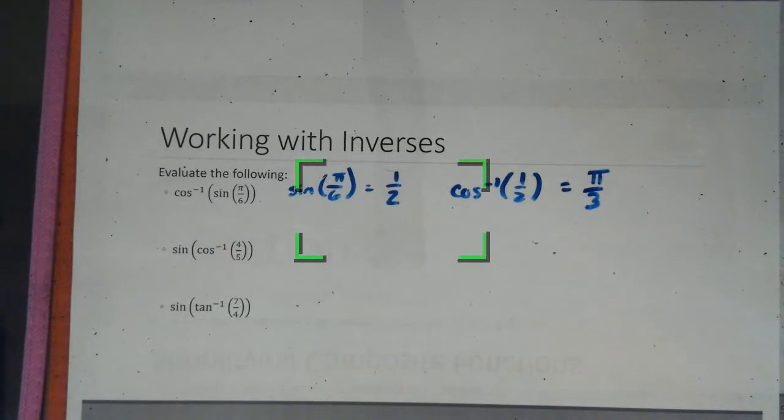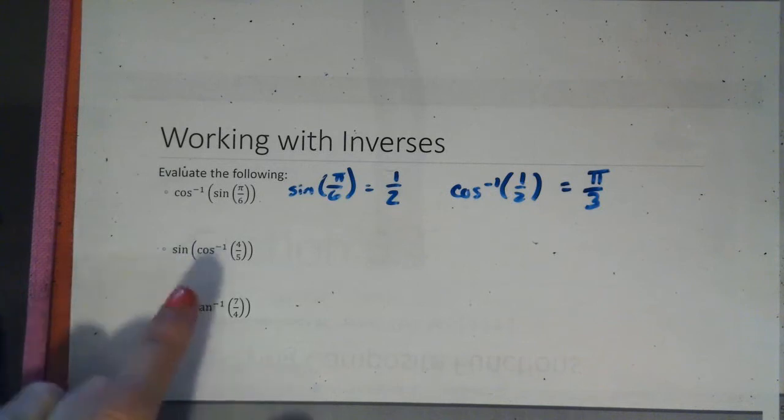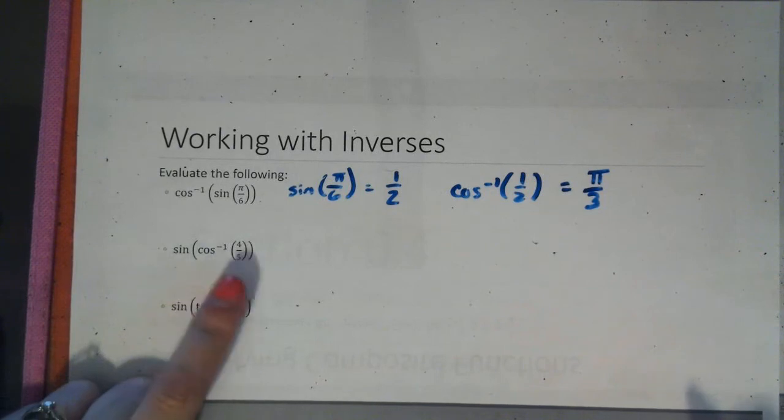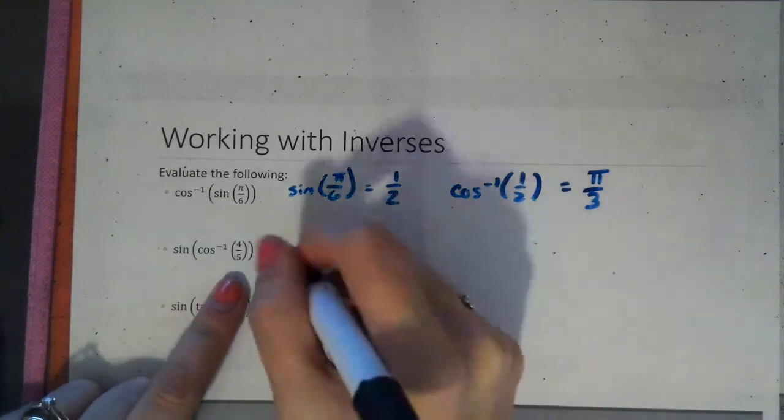Now these next two are a little bit different because the inverse function is on the inside, and that makes things a little bit funky. But I think a picture really helps with these. So first we want to find the sine of the inverse cosine of 4/5. So we need to find what angle has a cosine of 4/5.